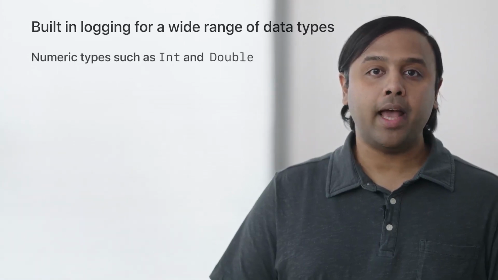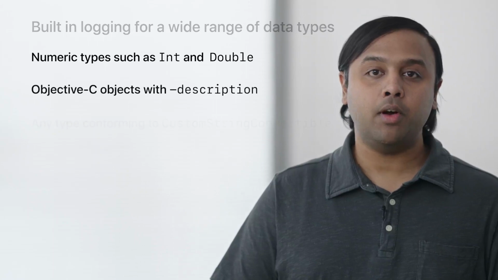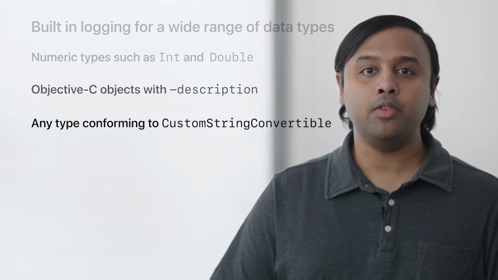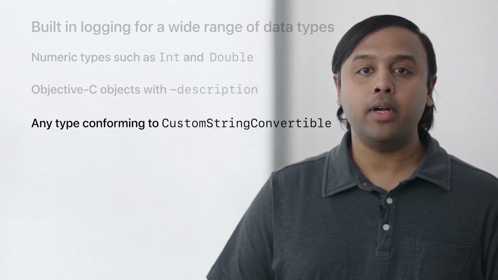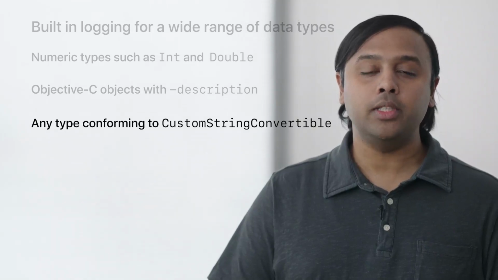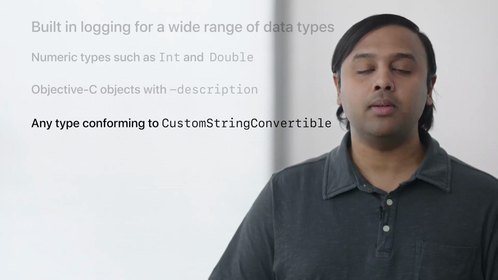Log messages can contain a wide variety of data types. You can log numeric types like int and double, Objective-C objects, as well as any type that conforms to Swift's custom string convertible protocol. This means to add your own type to a log message, all you need to do is make it conform to custom string convertible.